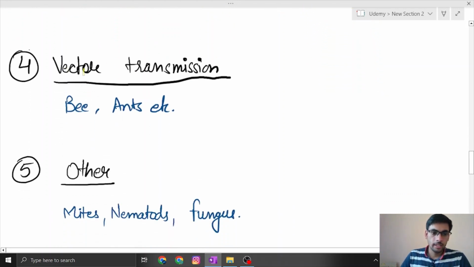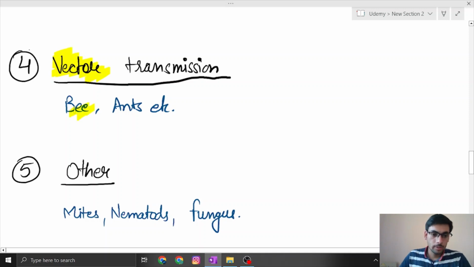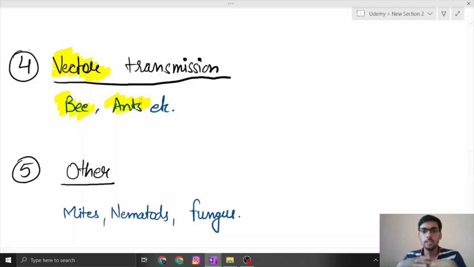Another way is vectors. Vectors are organisms which mechanically take the virus from the source and spread it to a healthy plant, for example bees and ants. Ants, while walking from one plant to another, can transmit these viruses. The same goes for bees, because bees collect flower nectar so that they can make honey. In that process, when they travel from one plant to another, they can transmit viruses also.